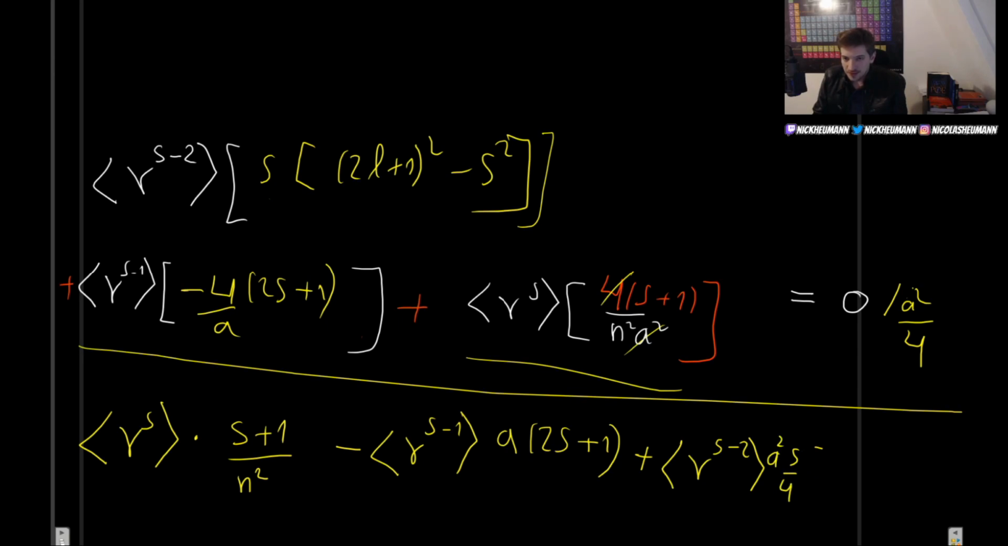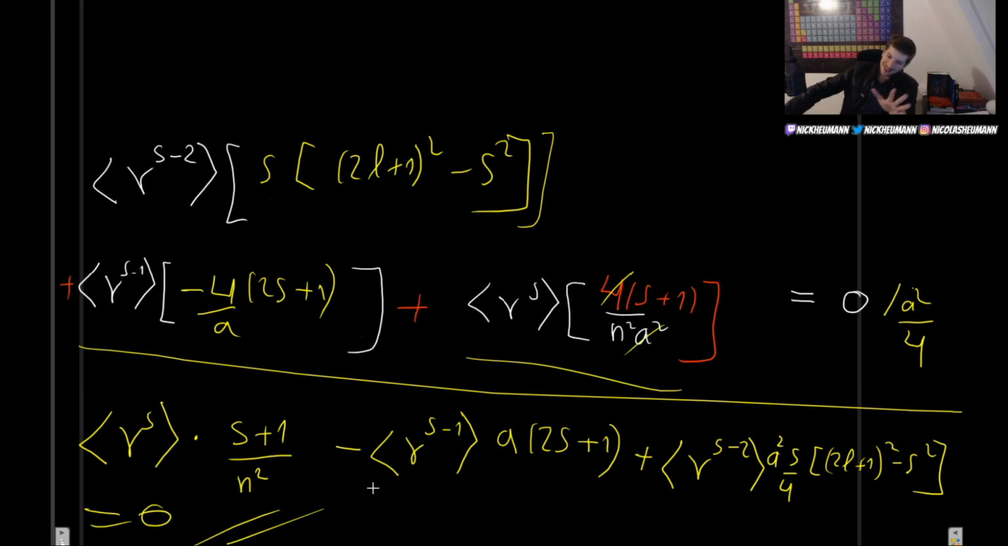And then we have 2l plus 1 squared minus s squared. Well, and of course, all of this is equal to 0. I don't really have much space left in my screen. Well, equal to 0. And this is Kramer's relation.